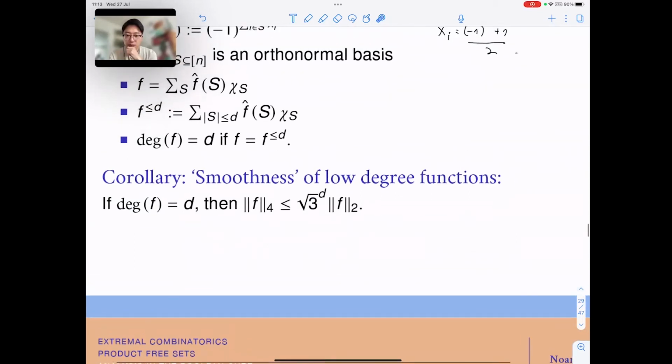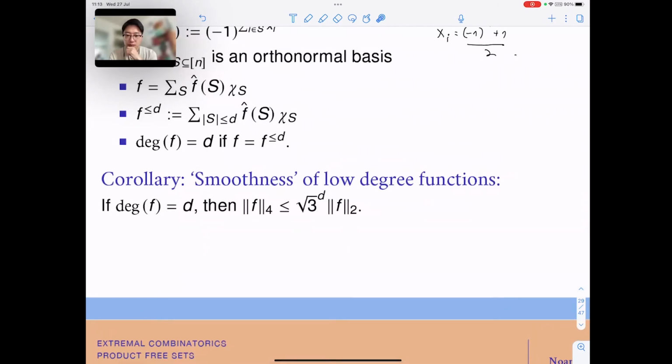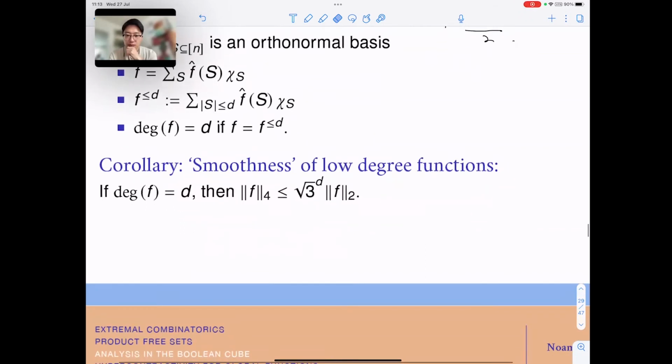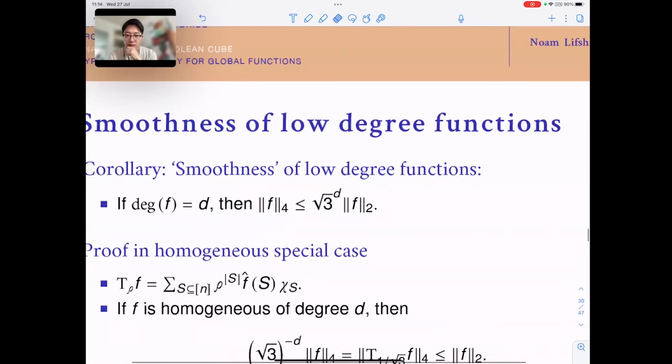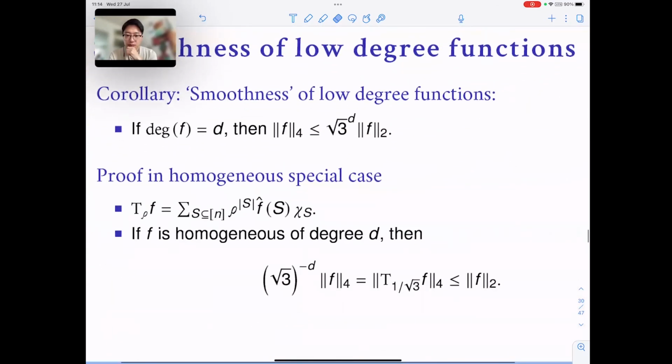If we take a function that's low degree, like the dictator, which with probability 1/2 is equal to 1 and with probability 1/2 is equal to 0, then the 4 norm should be within a constant of the 2 norm. The dictator is of degree 1, but in general we have this corollary of hypercontractivity that says that the 4 norm is within a constant of the 2 norm. And the proof is quite simple.